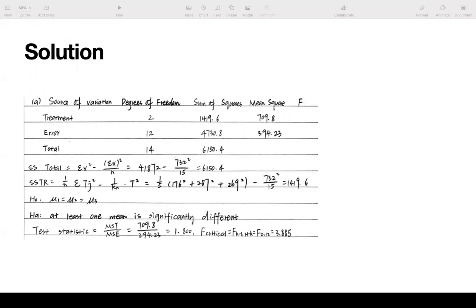So we write the null as the three treatment means are equal, and the alternative as at least one mean is significantly different. And we can write the test statistic as MST divided by MSE, which is equal to 1.8, with the critical value of F equal to 3.885.